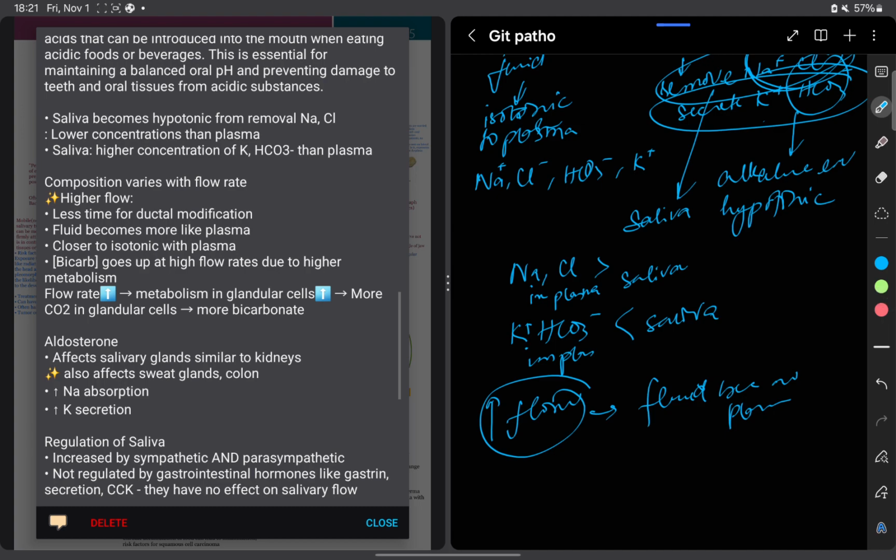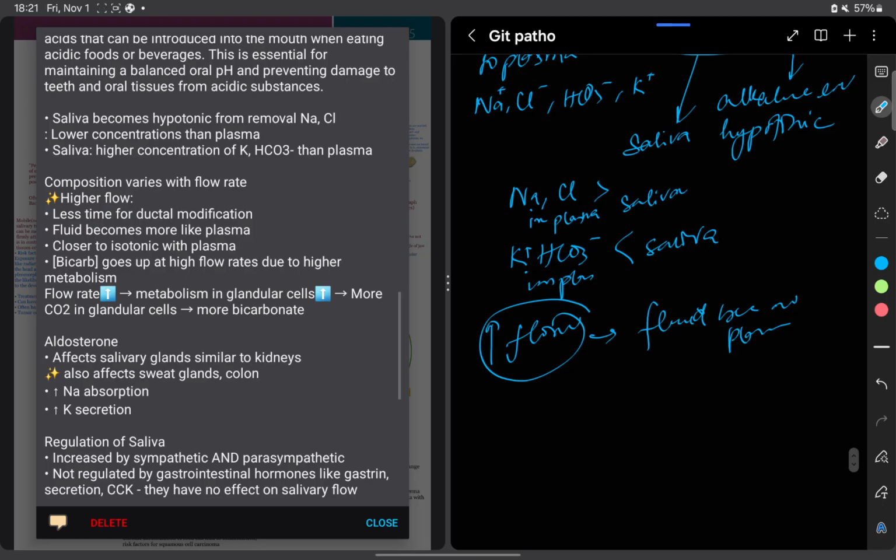And you might be thinking, what about K+ and HCO3-? Since there is an increase in flow rate, the metabolism in the glandular cells is increased, more CO2 in glandular cells, and hence more bicarbonate. You just need to remember that bicarbonate also goes up at high flow rates due to higher metabolism.